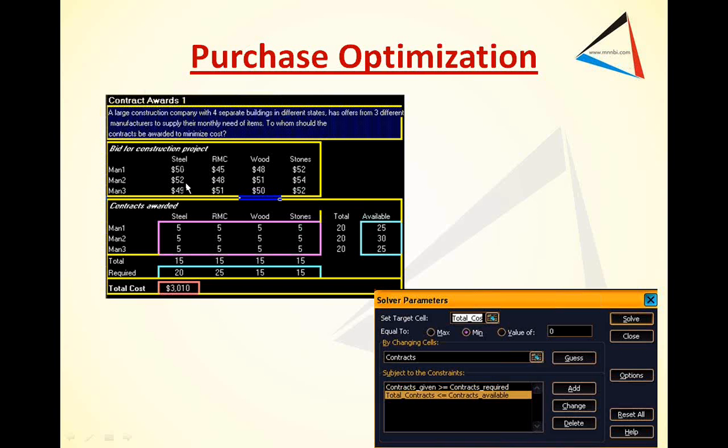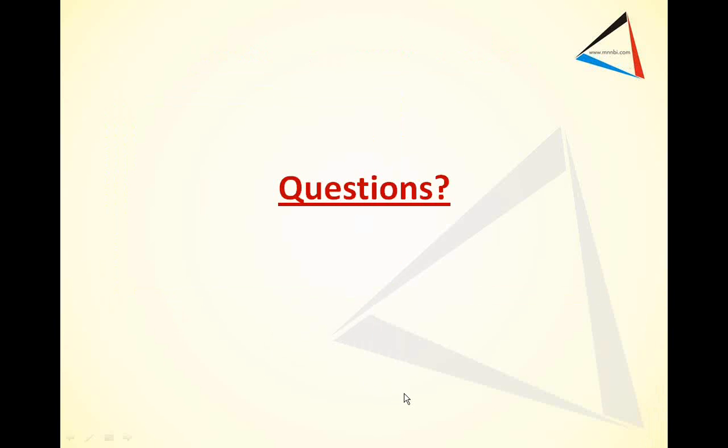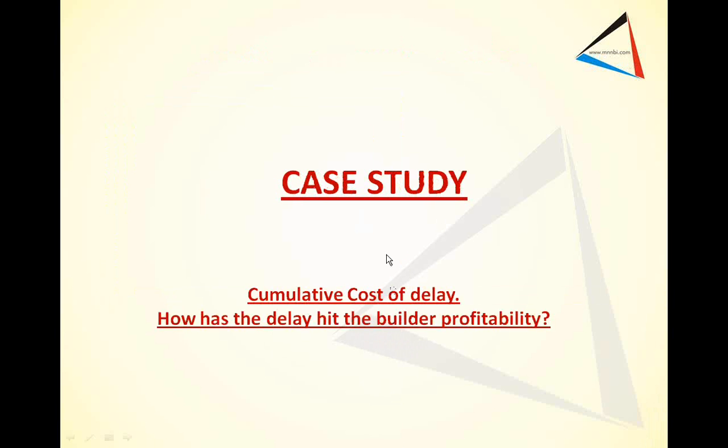This is the case for the purchase optimization. You have a manufacturer, you have steel and RMC. So you're actually minimizing the total cost given these particular constraints. So that means the total given is going to be less than or equal to the required, and the total available should be greater than or equal to the total which is given from each manufacturer. And that's it. So with this we end, and thank you very much for your time.